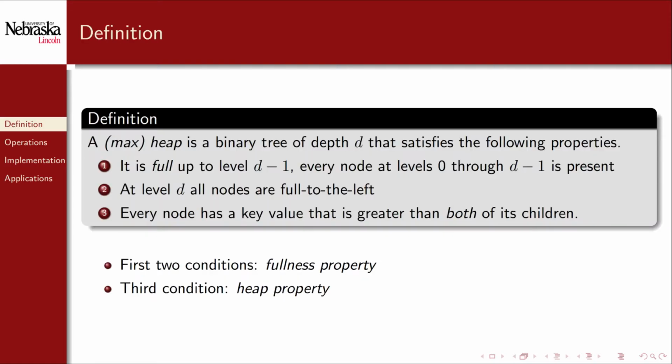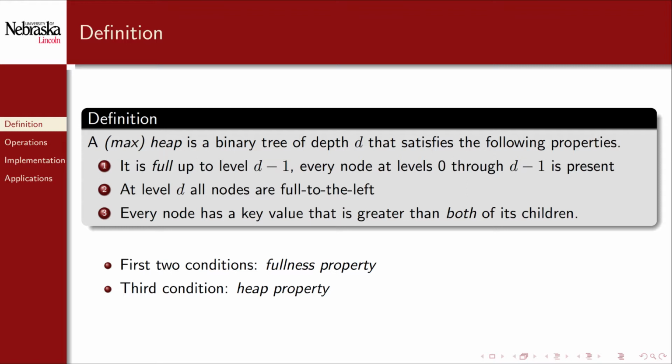A heap, or more specifically a max heap, is a binary tree of depth d that satisfies the following three properties. First, the binary tree is full up to level d minus 1. That is, every node at every level is present from the root level through the second to last level. At the last level, the heap is full to the left, meaning that the nodes are as far left as possible and there are no gaps. The final property is that every node has a key value that is greater than both of its children.